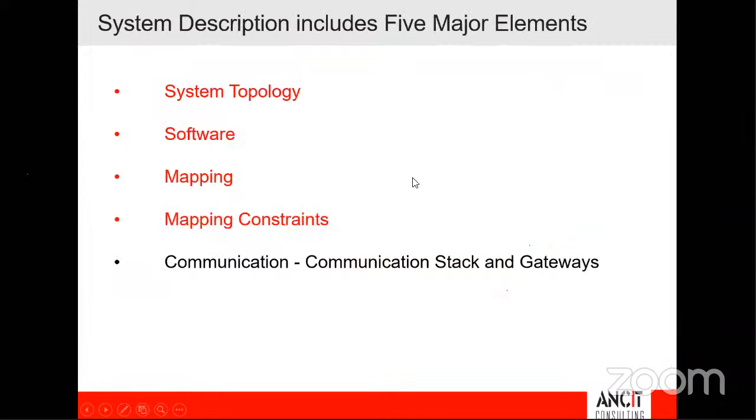All right. So a system description file should always include these 5 major elements. And like I mentioned, this is AUTOSAR 4.3.1. If you have any clarifications on this system description, please refer to the AUTOSAR System Template 4.3.1. We should include 5 major components. One is the system topology. The second one is the software. The third is the mapping. It should also account for the mapping constraints. And finally, it should also take care of the communication and the communication stack.